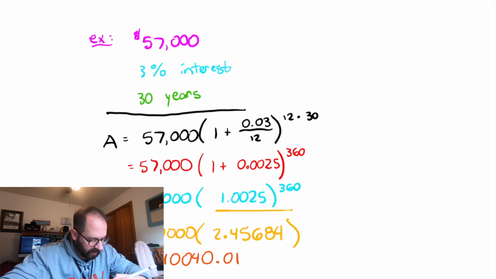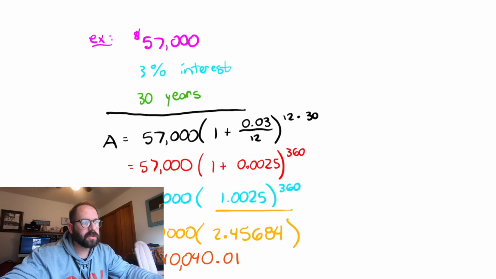So over 30 years, this home cost you $140,000 because you didn't pay it off soon enough. Those are all the little financial charges. It nearly tripled the price of your home because you couldn't pay it off in time. All right, questions so far?